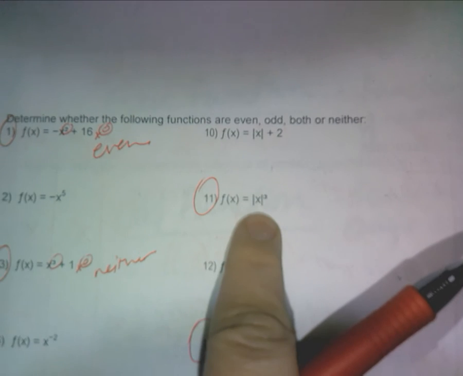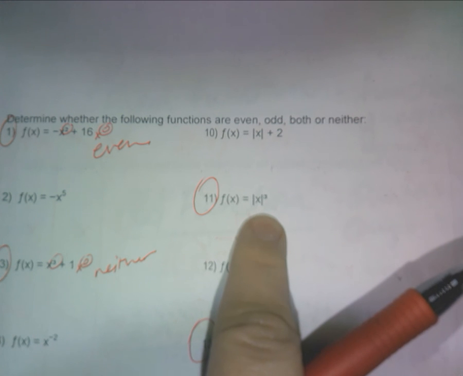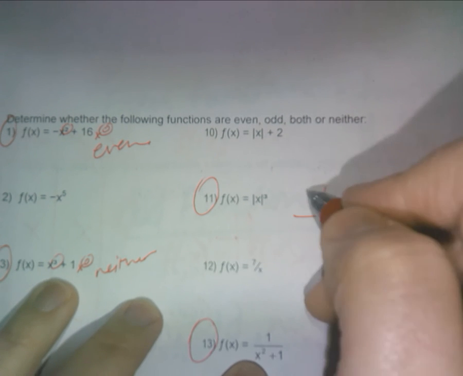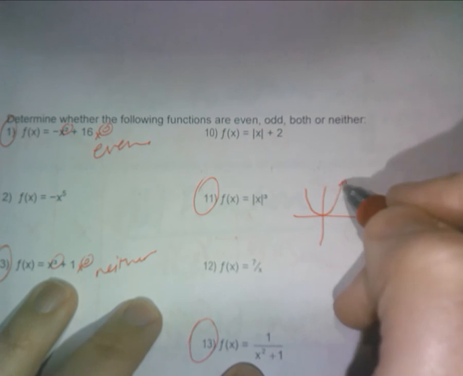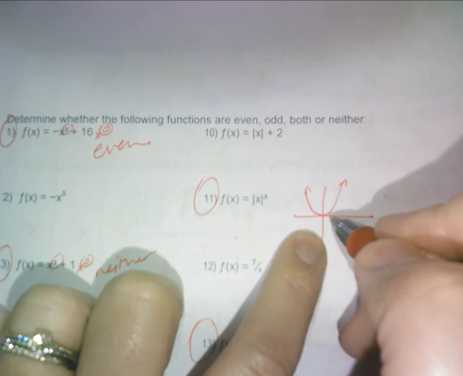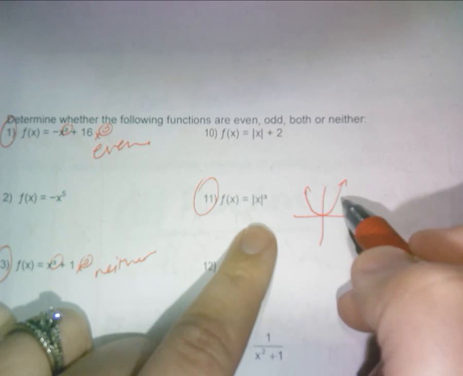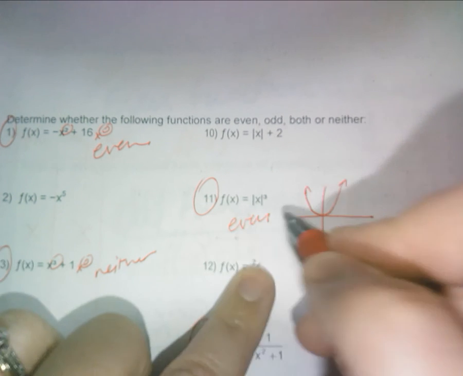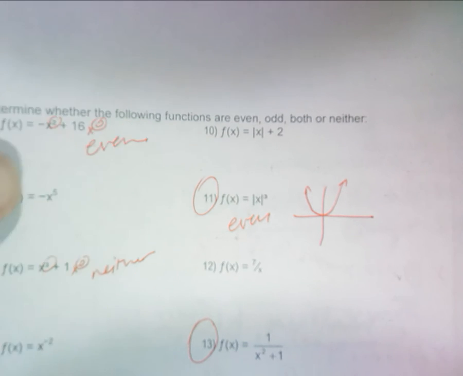What about this one? So this one I would have put into my calculator, right? And you get what looks like, if you did it correctly, a parabola here. So is this flipping over the y? Yes. So this is even. This is y-axis symmetry. This does not have origin symmetry.